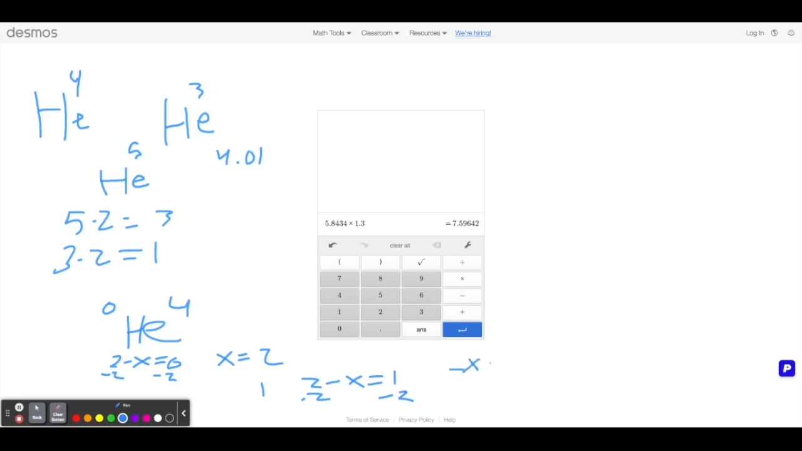So in this case, it has a positive 1 charge. So again, you set it up with atomic number minus x equals the charge, which is 1. You subtract 2 from both sides. So 1 minus 2 equals negative 1. Multiply it by negative 1 to cancel out the negative sign on the x. You get x equals 1, which means there's only 1 electron.